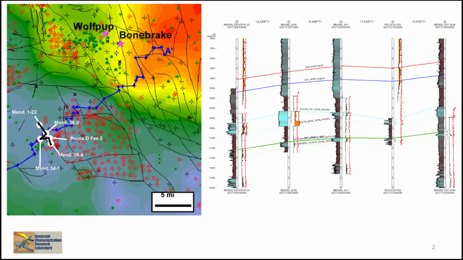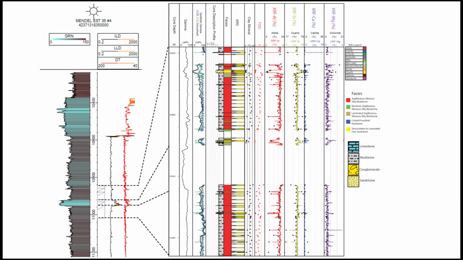This core is taken in the lowest part of the study interval, in the CDC-clastic dominated interval, which is at the base of the Wolfram B or in the Wolfram C. Here on the left side of the slide is the well log curve for the well 36-4. The core interval is highlighted by this dashed box.